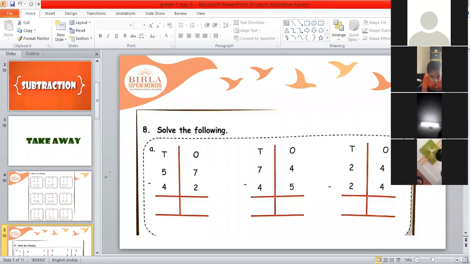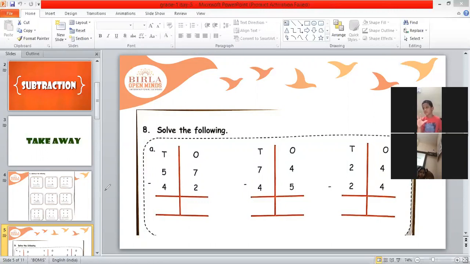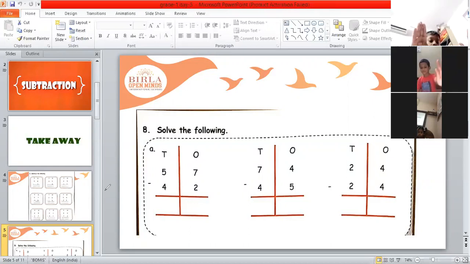Yes, Advait. 7 and 2. How many fingers will you take out? 7. Yes, you will take out 7 fingers. And from these 7 fingers, how many fingers will you remove? 2. Very good. So now show me your 7 fingers and remove 2 fingers from those 7 fingers. And tell me what is the answer?